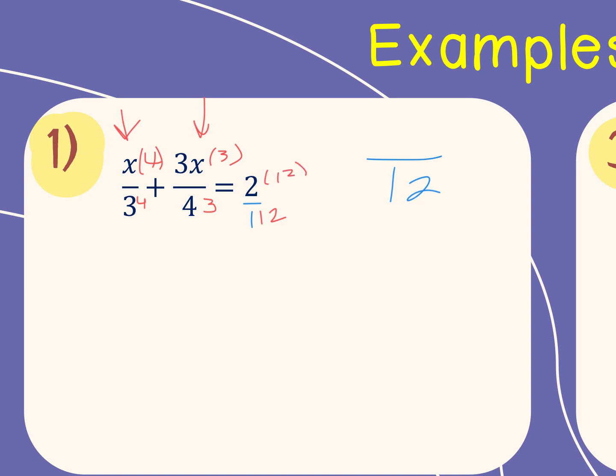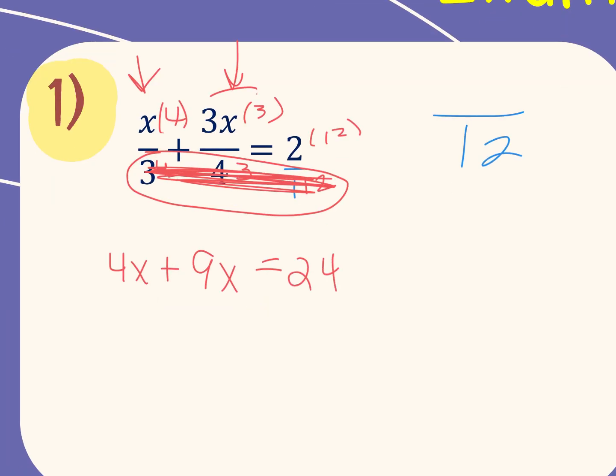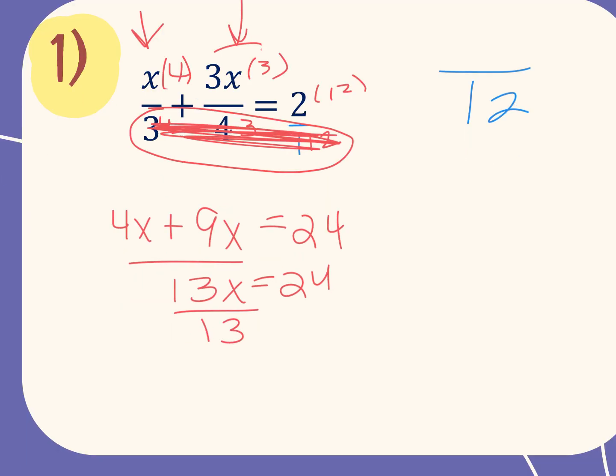So what you do to the bottom, you do where? To the top. Now all of these denominators are what number? 12. 3 times 4 is 12. 4 times 3 is 12. 12 times 1 is 12. So you no longer have to worry about the denominators. They're gone. You just have your numerator to worry about. So you have 4x plus, what's 3 times 3? 9x equals, what's 12 times 2? 24. Good. And then what do we do with 4x and 9x? You combine them. 4x plus 9x is 13x equals 24. And then do what? Divide by 13. So you get x equals 24 over 13.